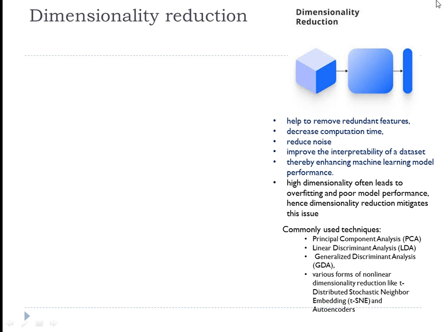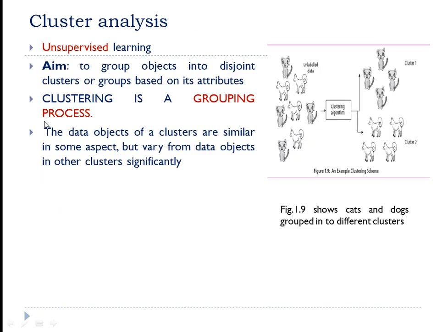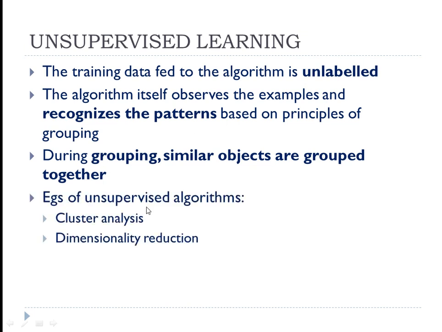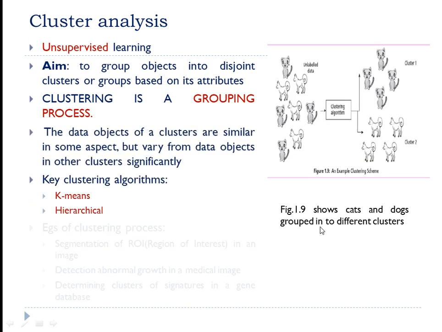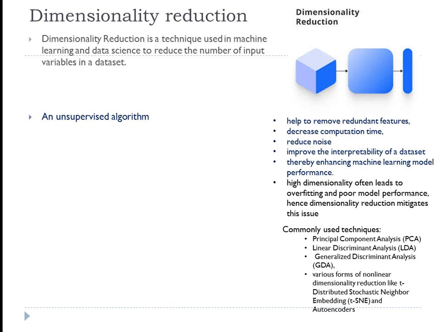Now coming to the next one, dimensionality reduction. I've already told you that dimensionality reduction also plays a very important role in unsupervised algorithms. Now, what is dimensionality reduction? First thing, remember, dimensionality reduction is an unsupervised algorithm. So that means, remember, I'll be giving data which are unlabeled. Now, it's a very important technique.